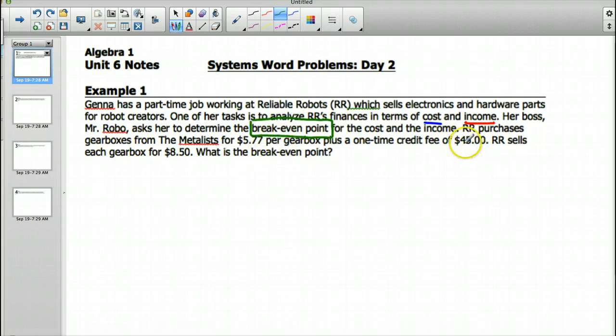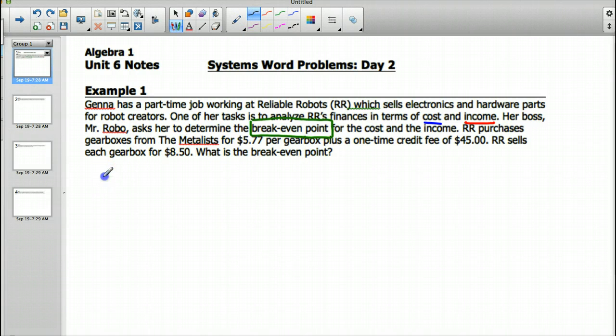And so it says the company RR purchases gearboxes for $5.77 per gearbox plus a one-time credit fee of $45. RR sells each gearbox for $8.50, and our job is to find the break-even point.